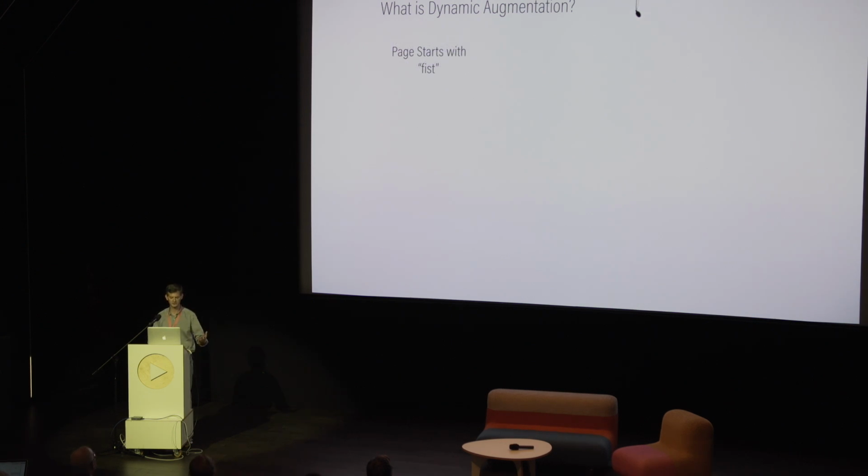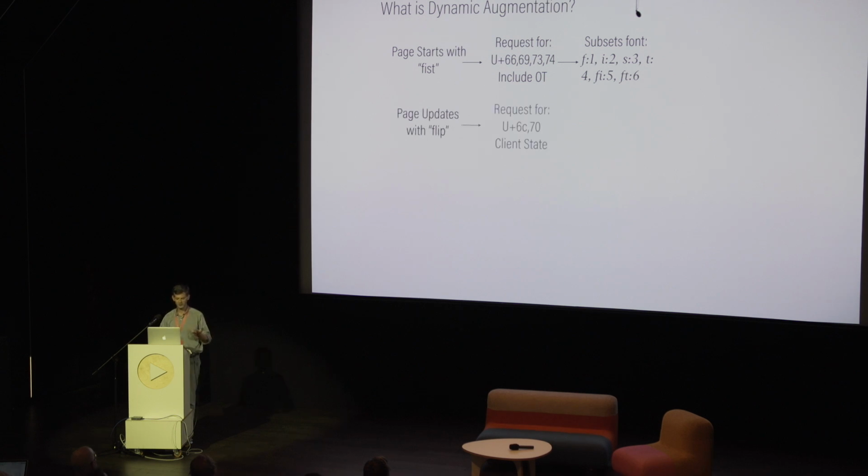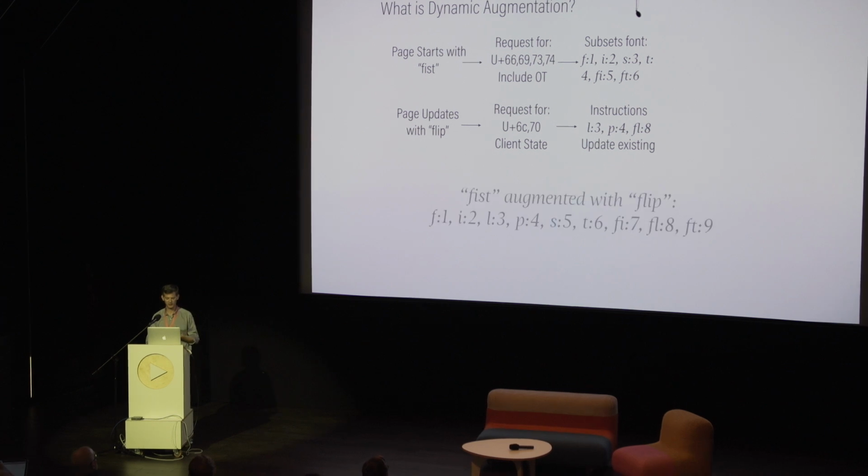So to look at these as instructions or as a process, we start with a page that has FIST, we request these Unicode values plus their OpenType features, and we produce this subset. Then the page updates to have FLIP in it. We say, okay, we need these two Unicode values, and here's my client state, and it spits back these new values and all of the information about those characters, and also how to update the existing ones. And then we land up with a subset that looks like this.